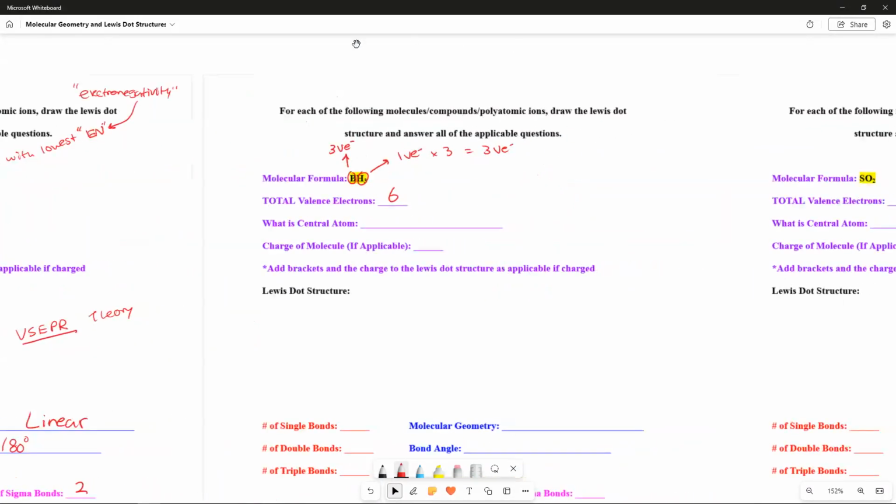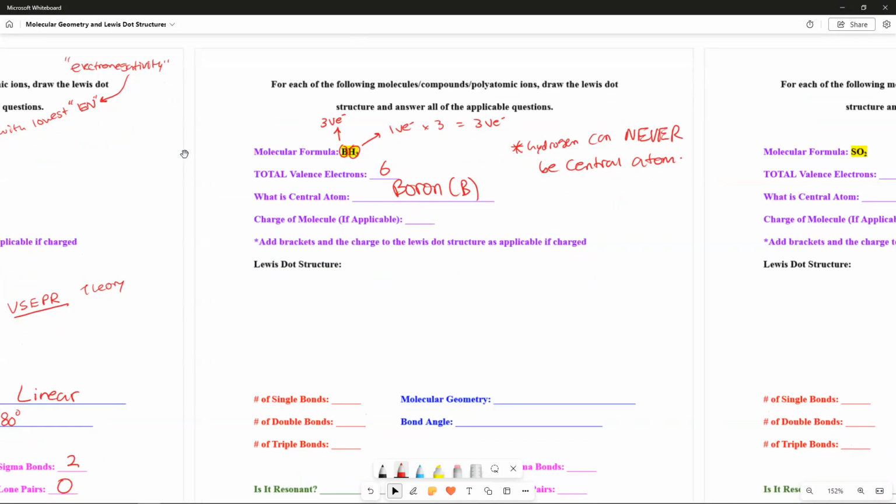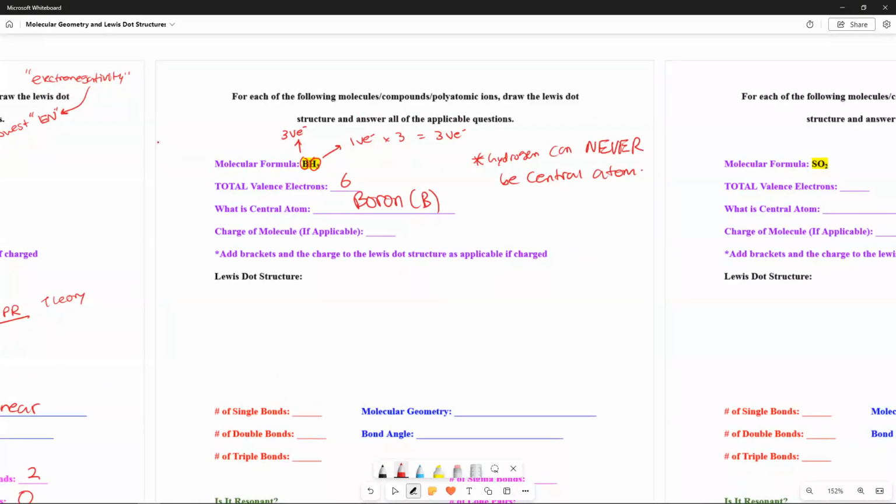The central atom is going to be boron, because hydrogen can never be the central atom. Let's make a note here. Hydrogen can never be the central atom. That's just something you have to memorize. Hydrogen only needs one bond to satisfy its octet, so it can never be the central atom. The charge of the molecule on BH3 is 0. There's nothing right there. And we can just put N/A, not applicable.